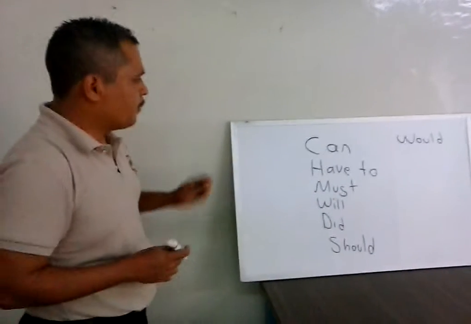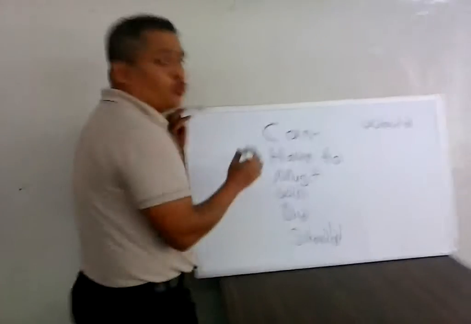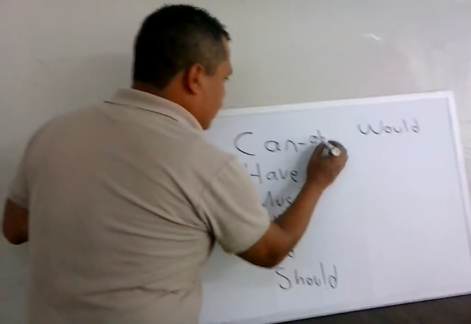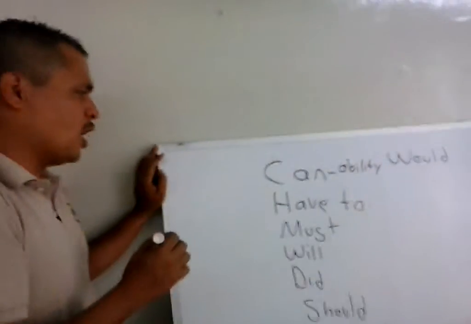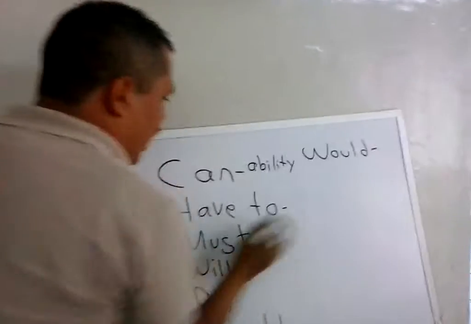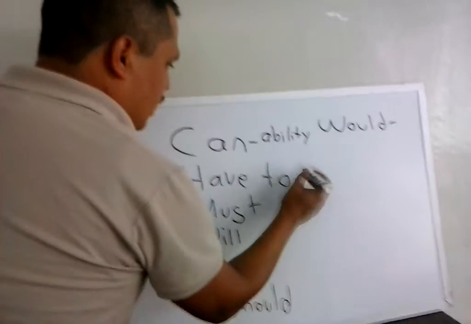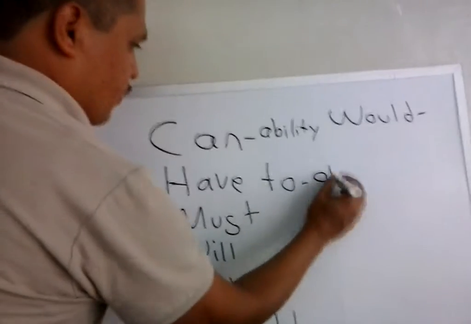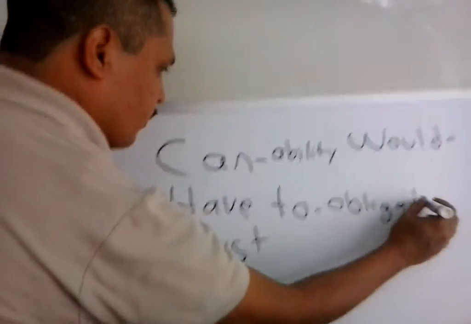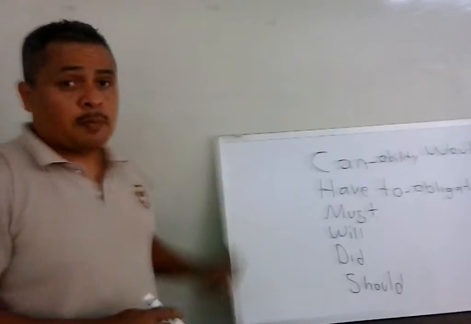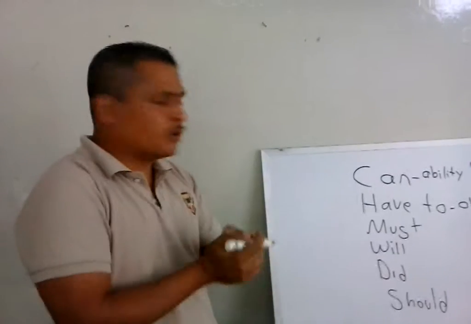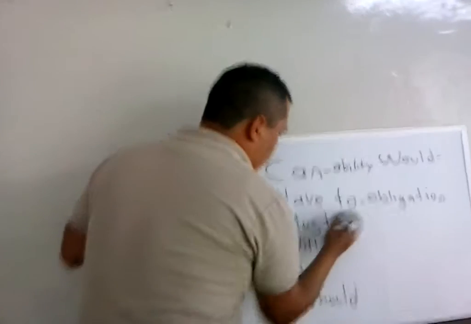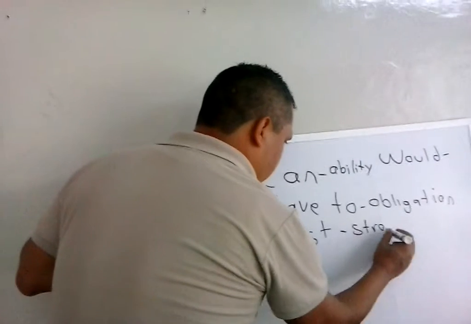The first one, can, is easy to understand. It indicates an ability to do something. Then have to. Have to indicates obligation, a very simple obligation about something. Then we have must. Must indicates strong obligation. This is harder than this one.